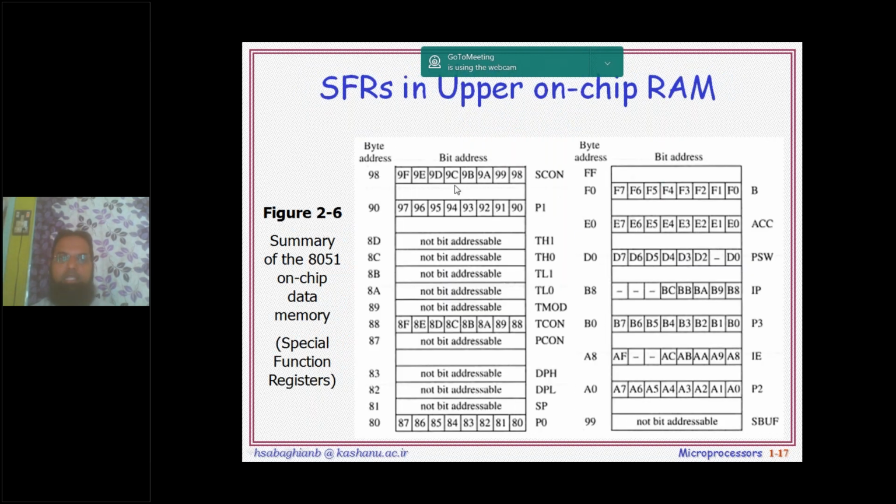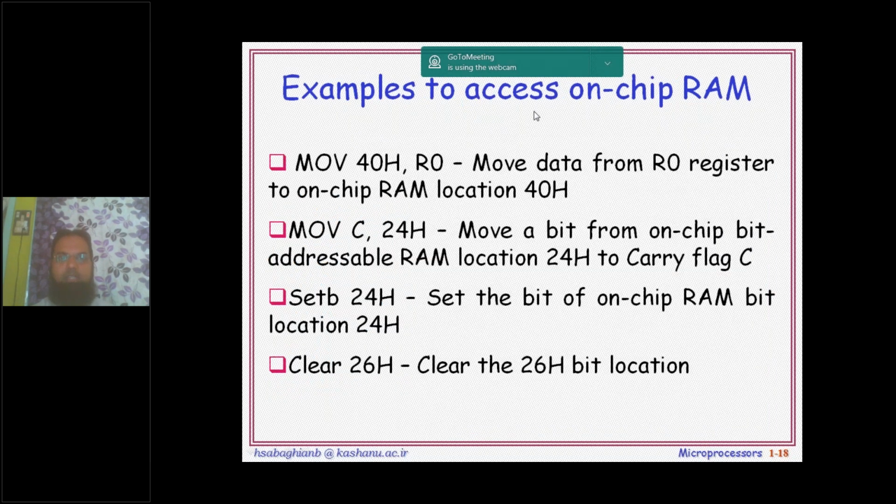Next, these are all the registers which you can observe in the upper 128 bytes of RAM. So that's why this upper 128 bytes of RAM is called special function registers. Now let us see some examples to access the on-chip RAM. If I write MOV 40H, R0, what does it mean? Data from the R0 register is being transferred to the on-chip RAM location whose address is 40.